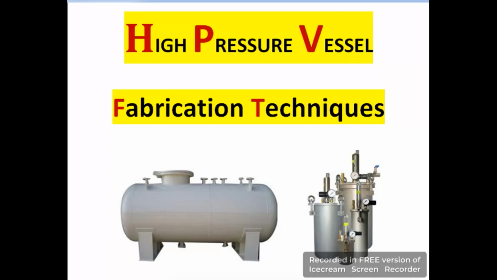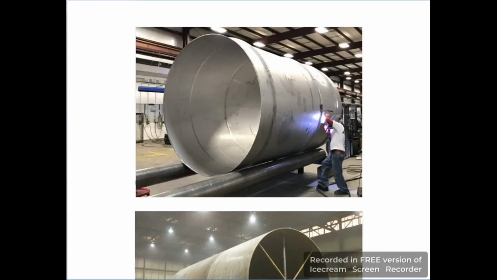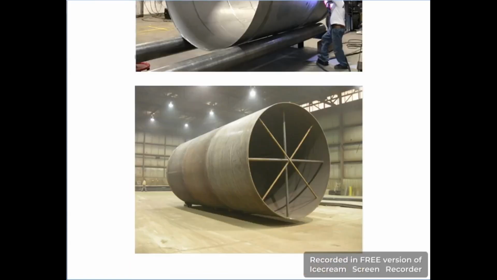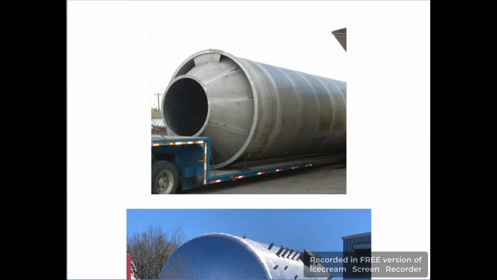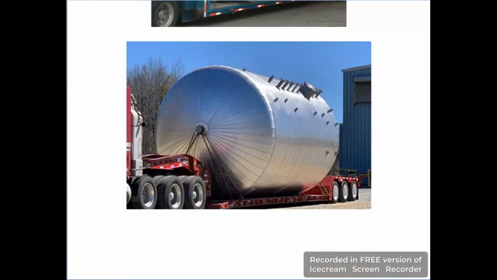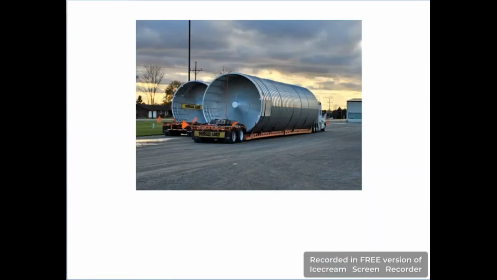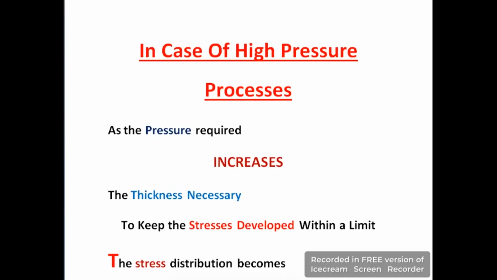Autoclaves, compressed gas cylinders, compressors and vacuum chambers are also included in high pressure vessels. In these diagrams you can see some industrial pressure vessels, and in the coming slides we will talk about them in detail. Before fabrication techniques, you must consider some important points about high pressure process vessels.